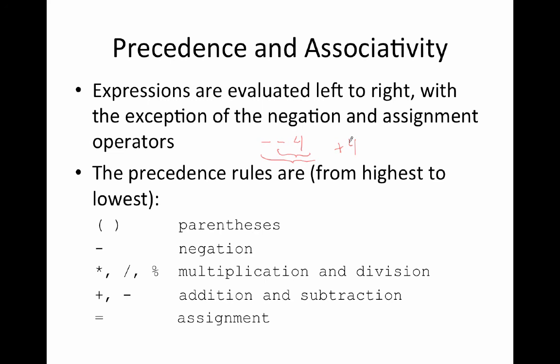Here are the operator precedence rules from the highest to the lowest for the operators that we've seen so far. So parentheses have the highest level of precedence, then negation, then all of the multiplication and division operators, then addition and subtraction, and finally assignment is the lowest level.